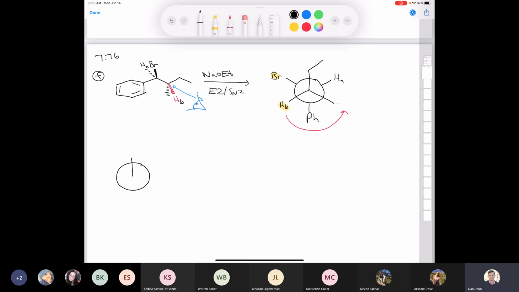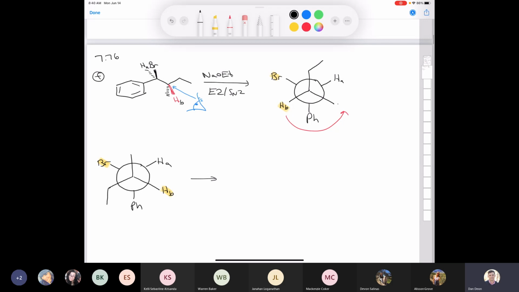So I'm going to have something here, something here, something here. The bromine hasn't changed position. Neither has this, nor has the phenyl. So now HB is going to be over here. My methyl group is going to be up here, and my ethyl group is down here. Now you see that the requirement is fully met. The HB is anti-periplanar to the bromine, so I can do the elimination mechanism. So what's going to be on the same side of what?